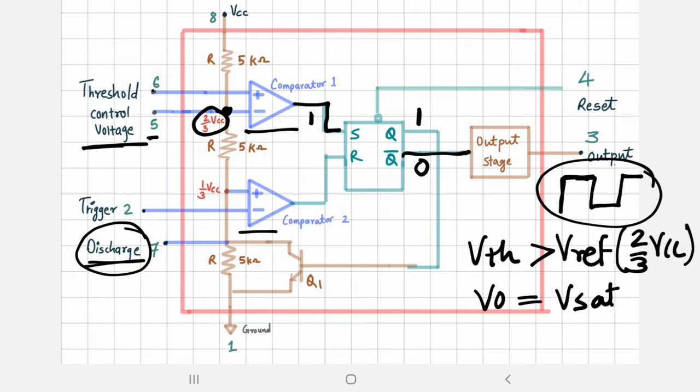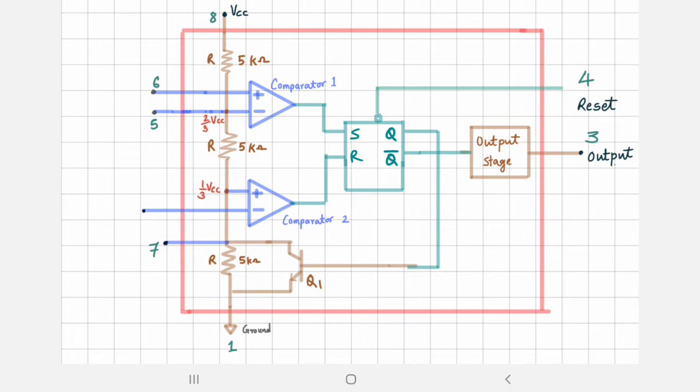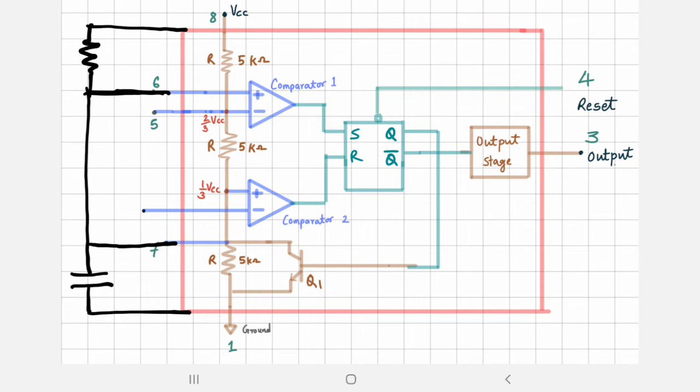Okay, discharge pin. Now I cannot explain the discharge pin's purpose with only this block diagram. We need some external components. So let's add some external components. Your pin number 6 was your threshold. It will monitor the voltage across some external capacitor. So let's connect one capacitor at the threshold pin. I'll draw this capacitor here. I can connect this pin 7 to the capacitor. Now our pin 7 is connected to the capacitor. Now let's add a resistor between pin 6 and VCC. So we connected just a resistor and a capacitor.